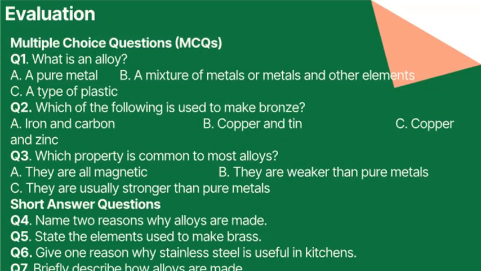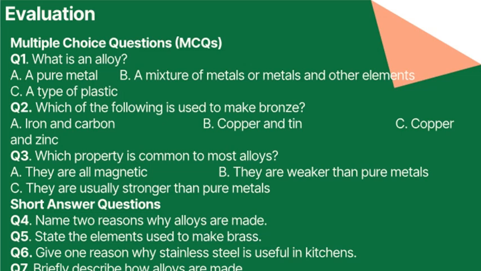Let's now check your understanding of the topic alloys. We'll begin with 3 multiple-choice questions. Question 1. What is an alloy? Option A. A pure metal. Option B. A mixture of metals or metals and other elements. Option C. A type of plastic.